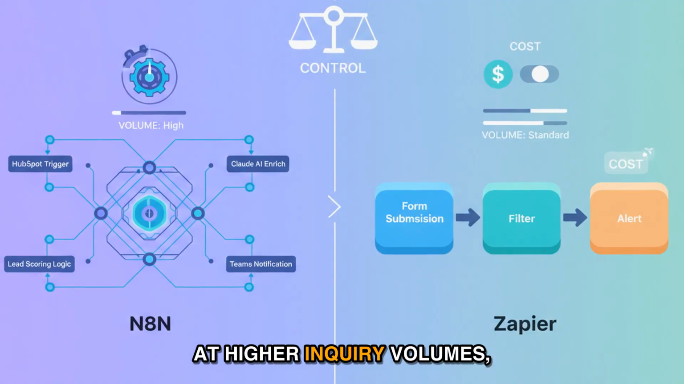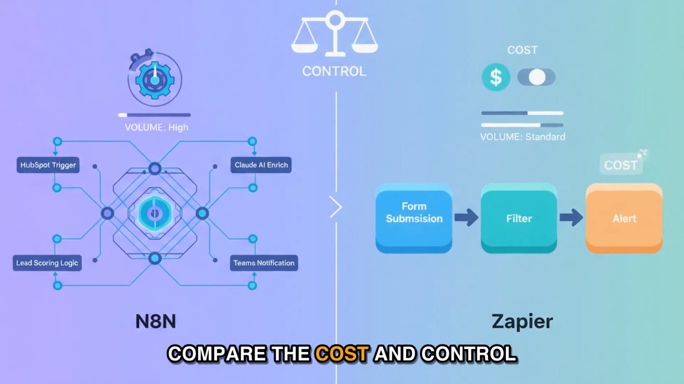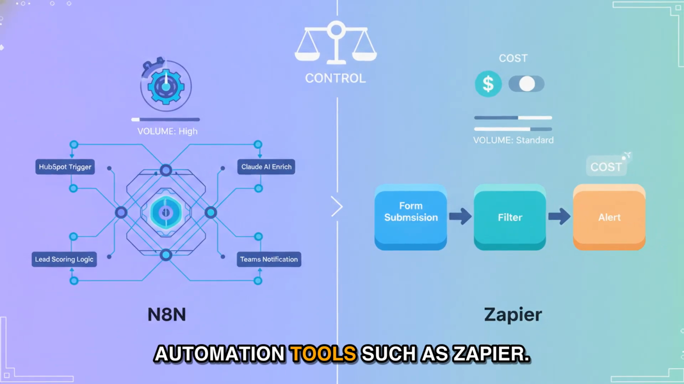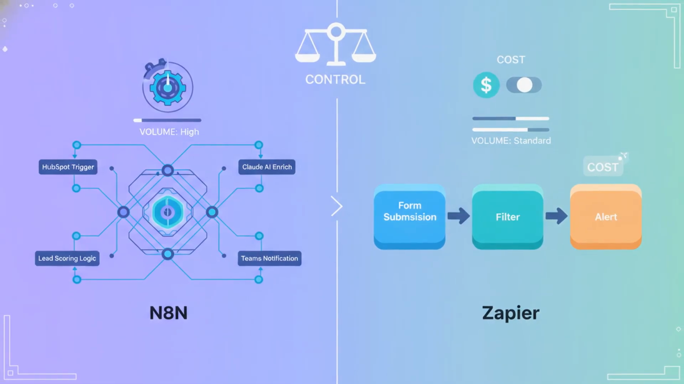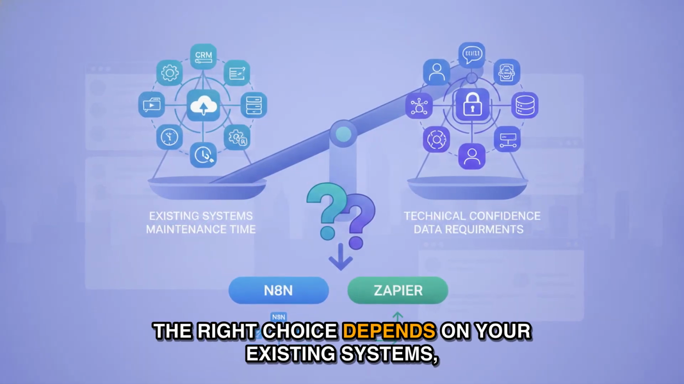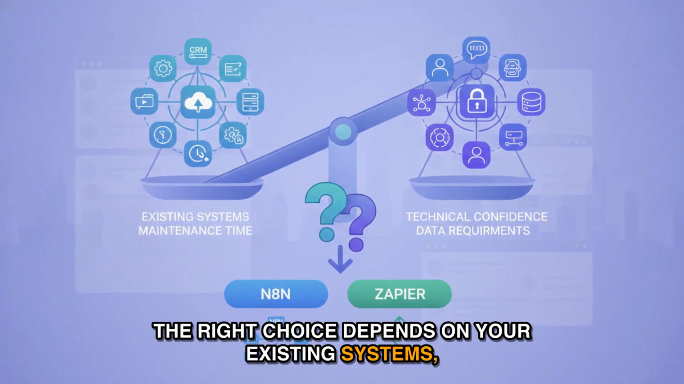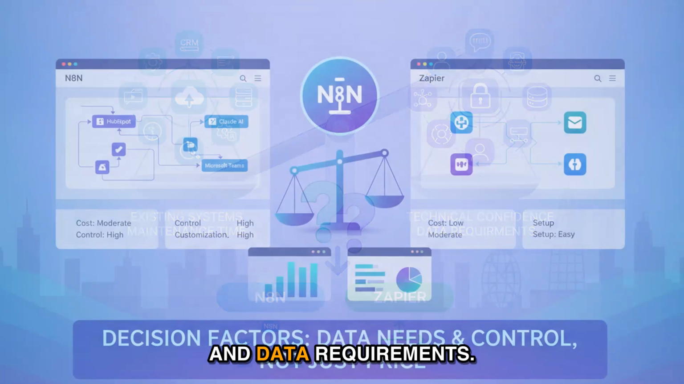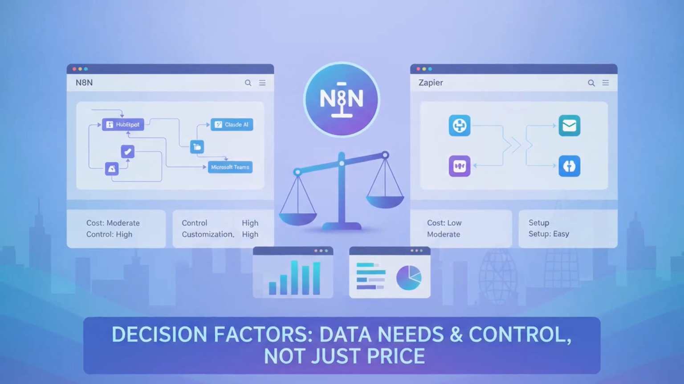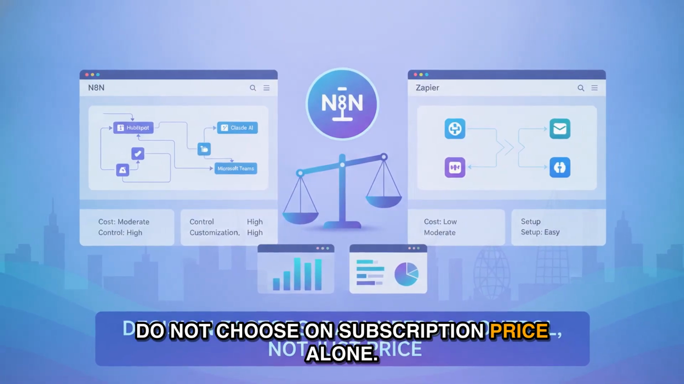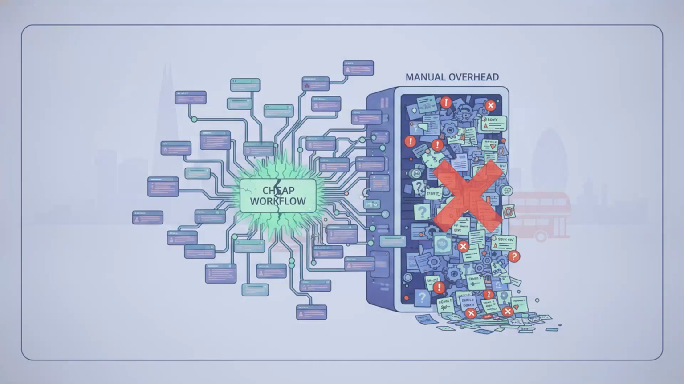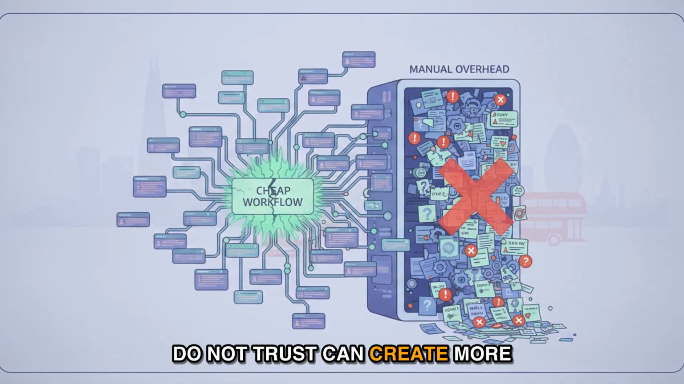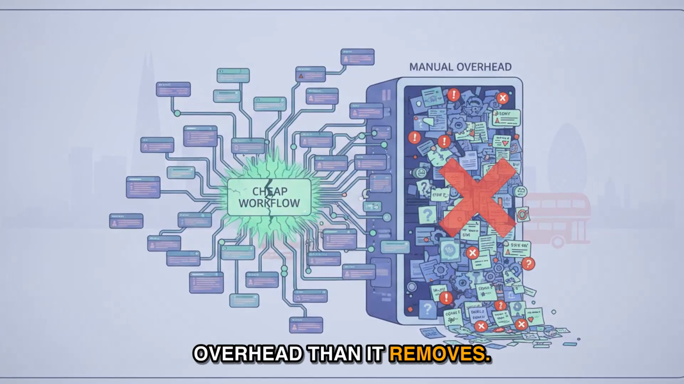At higher inquiry volumes, compare the cost and control of N8N with simpler automation tools such as Zapier. The right choice depends on your existing systems, technical confidence, maintenance time, and data requirements. Do not choose on subscription price alone. A cheaper workflow that staff do not trust can create more overhead than it removes.